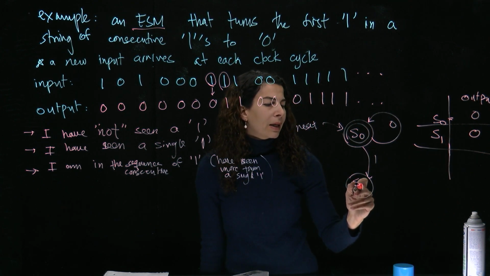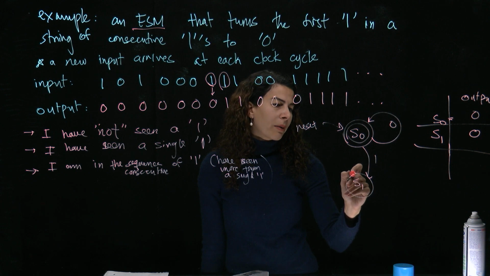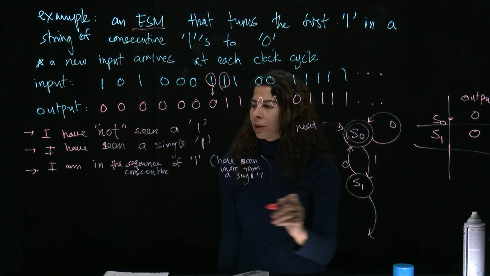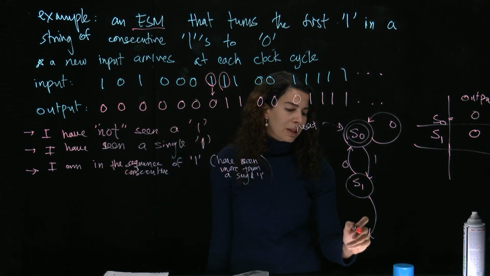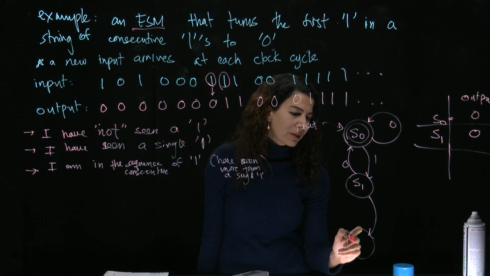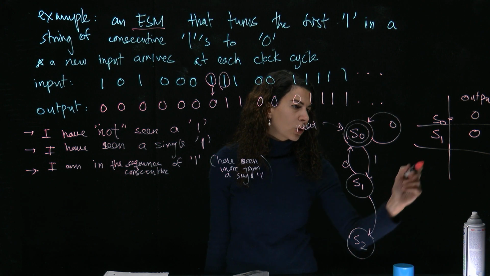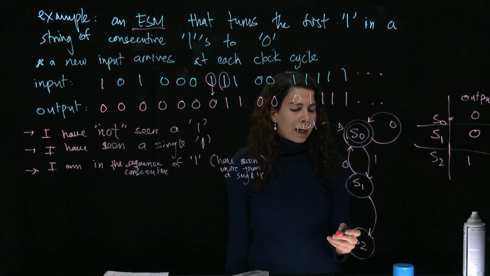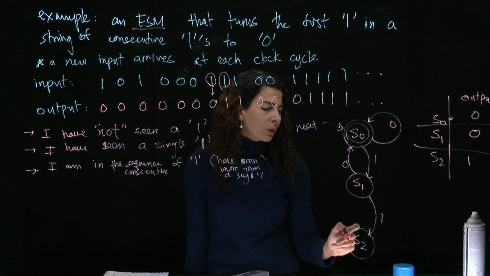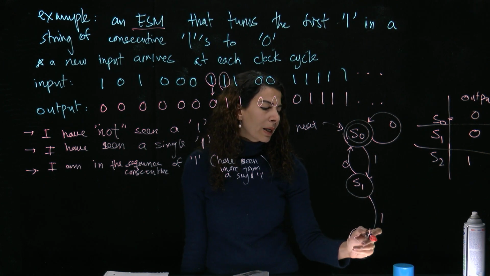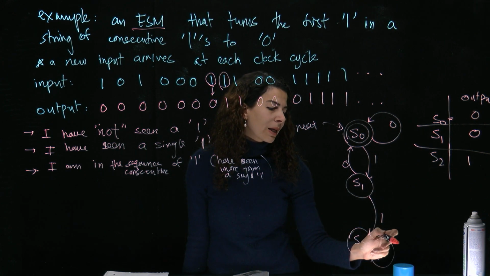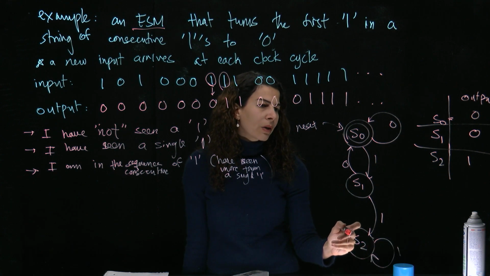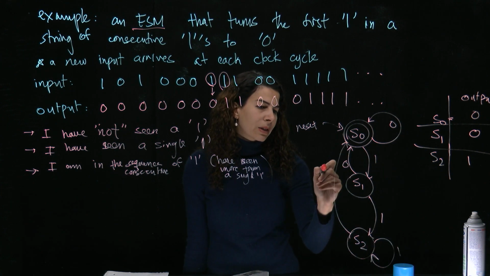If I get a 0, I'm going to come back to the first state. But if I get a 1, I go to this third state where I'm in a sequence of ones. So this is basically S2, and in this case my output will be 1. Here, if I get a 1, I'm going to stay in this state, but if I get a 0, I'm going to go back to the first state.